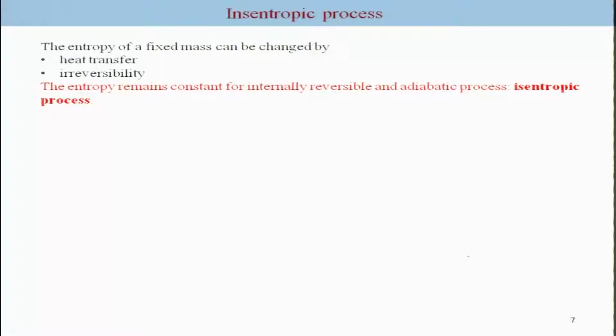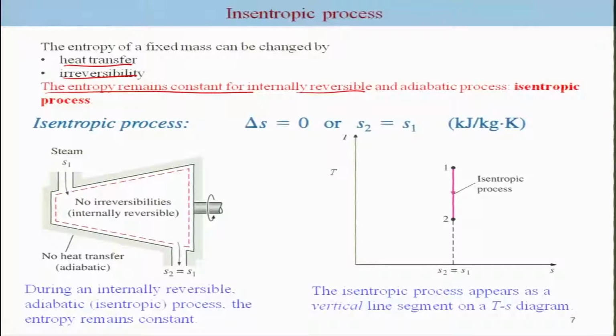So, let me just summarize here. As I said, the entropy changes are due to heat, and if there is a flowing condition, due to the mass also you can have the entropy change. For the case of a fixed mass, the entropy change is due to the heat transfer and due to irreversibility. For an internally reversible and adiabatic process, the entropy remains constant. That means, when you do not have any heat transfer and there is no irreversibility, delta S is equal to 0. This is typically used for the turbine case, which we approximate as an isentropic process. On a T-S plot, the vertical drop from 1 to 2 would indicate the expansion at constant entropy. So, this is for a fixed mass.